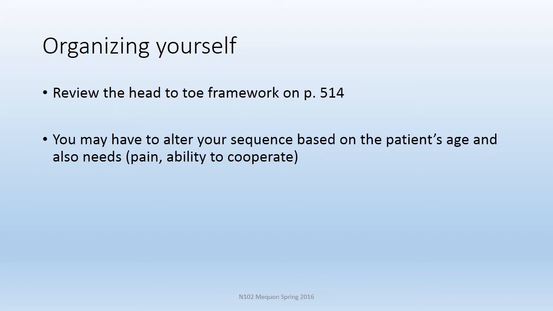Not only do you have to organize your supplies, it's really important to organize yourself. So for this slide, why don't you take a look at box 30-1 on page 514 in your Kosher book. And here you'll see that they've given you a head-to-toe framework. And we'll go through each of these steps in the coming weeks in 102. Today we're going to talk about general survey and what that means, and then we'll also talk about head and neck assessment. And you can see under each of those there are some bullet points for various areas for assessment.